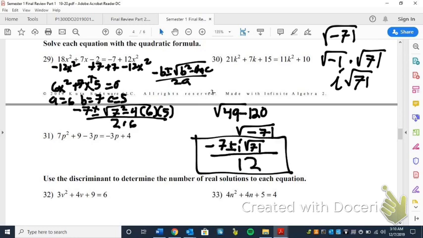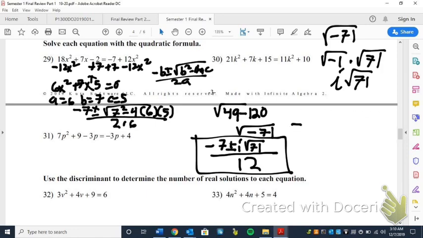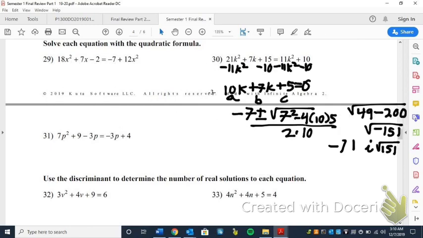Now remember, we need to put this in complex number format because we have that i there. So this needs to turn into negative 7 over 12. That's our real number component. Plus or minus the square root of 71 over 12 i. Because remember, we need it in that a plus bi format for it to be correct. So this is actually our right answer right here. Just so you know, all three of the quadratic formula problems have i as an answer.